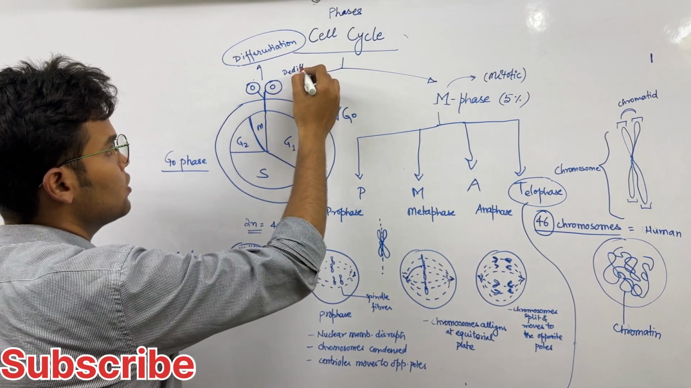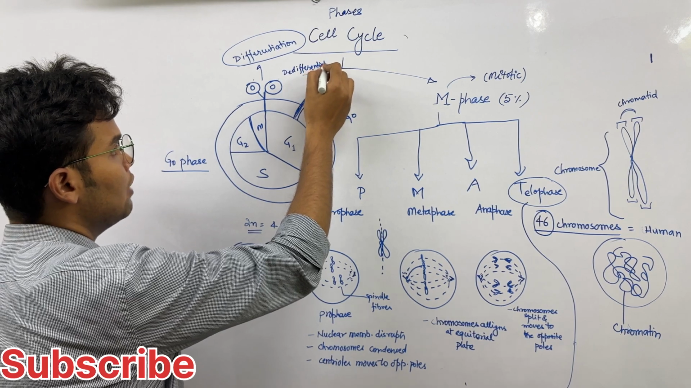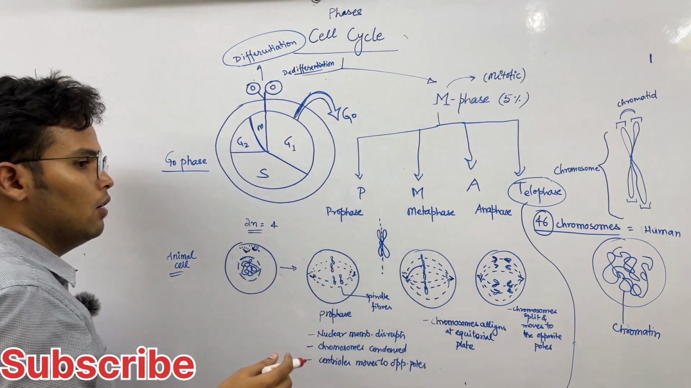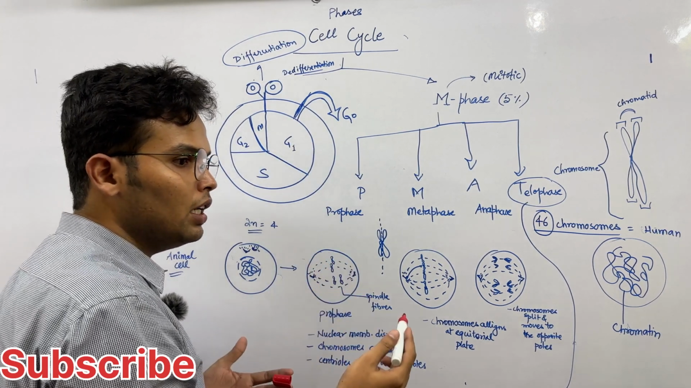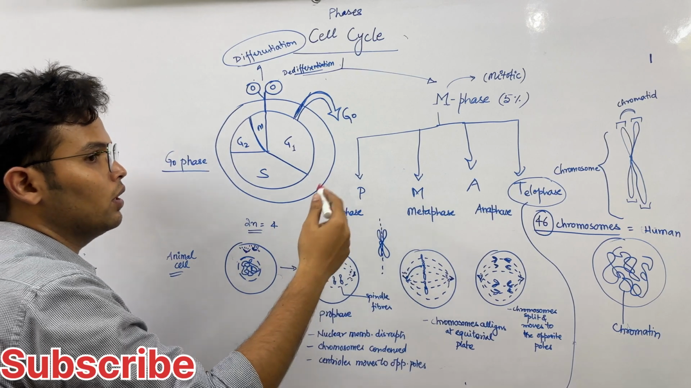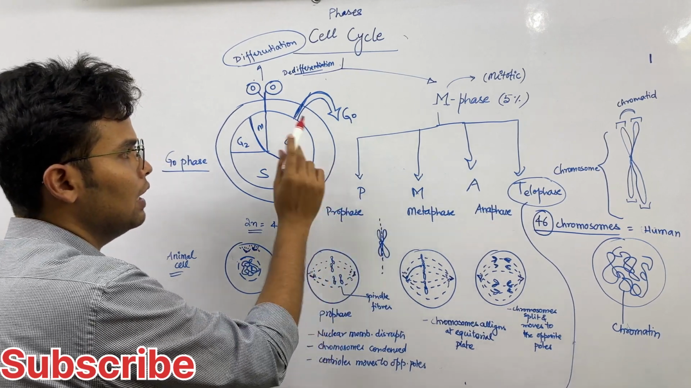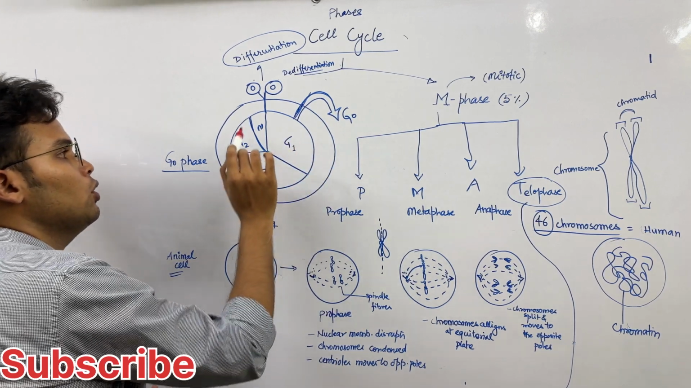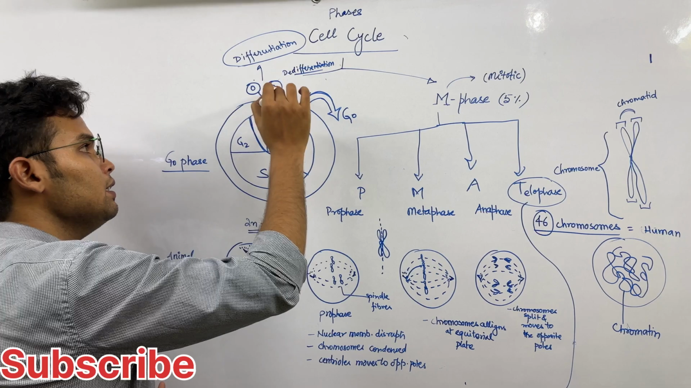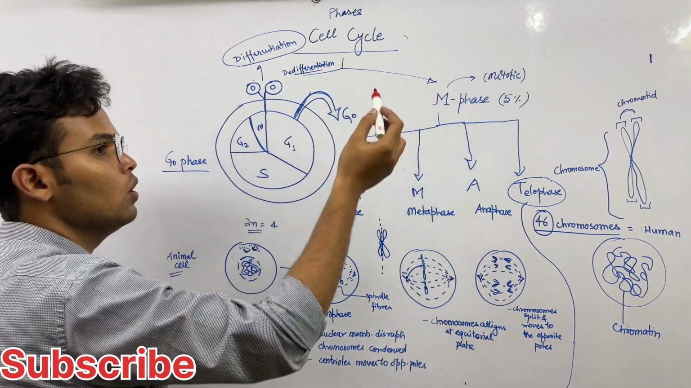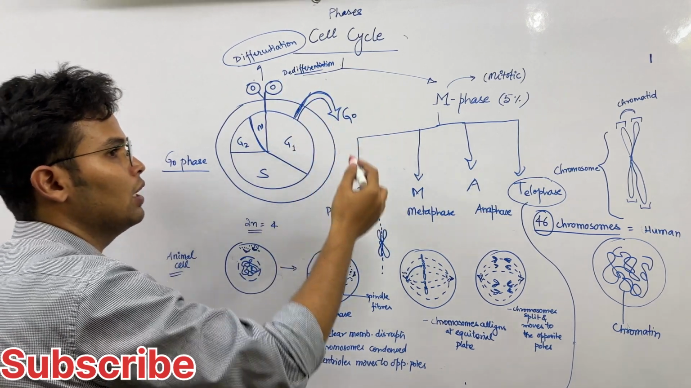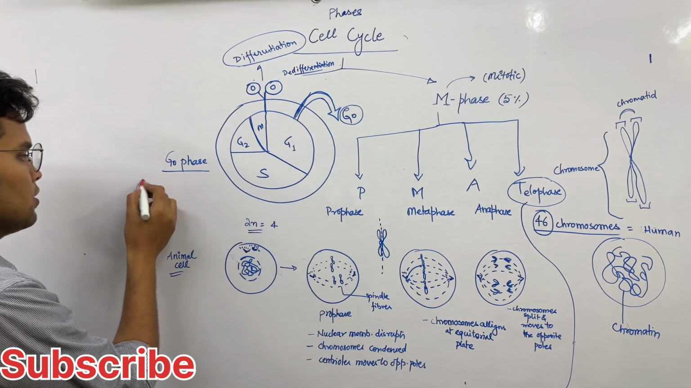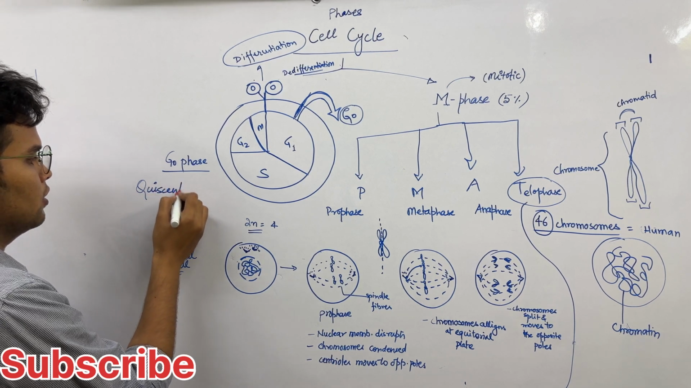And for de-differentiation, the cell will have to enter the cell cycle again. But I am saying these two daughter cells will be metabolically inactive, so they will not enter the cell cycle. That means they will exit the cell cycle from the G1 phase, because they have completed G1, S, G2, M and formed two cells. And these cells will exit the cell cycle and go to a resting phase. That's what we call the cell being metabolically inactive. That's what we call G0 phase, or it is also known as quiescent phase.